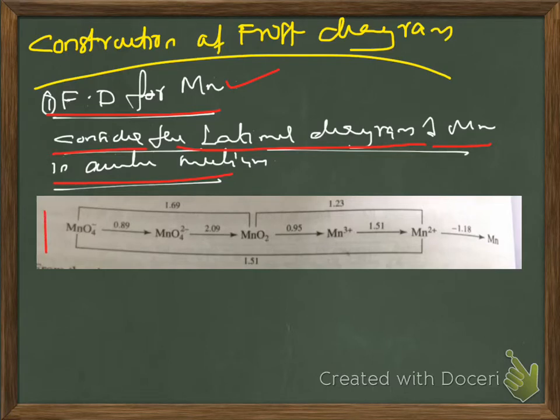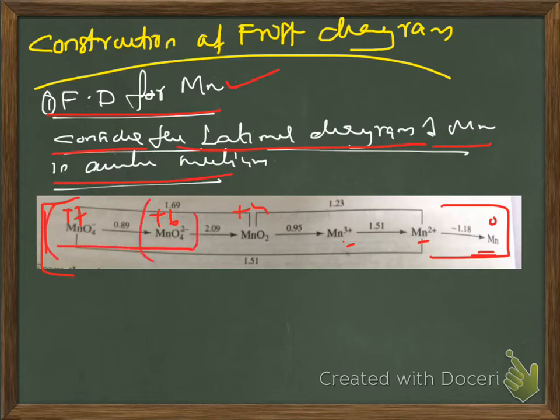This is the Latimer diagram for manganese in acidic medium. Here manganese can exist in +7, +6, +4, +3, +2 and 0 oxidation states, not +5. These are the various possible oxidation states of manganese in acidic medium. The corresponding reduction potential of each couple is given in the diagram. These are the corresponding values. These values can be converted to a Frost diagram as follows.